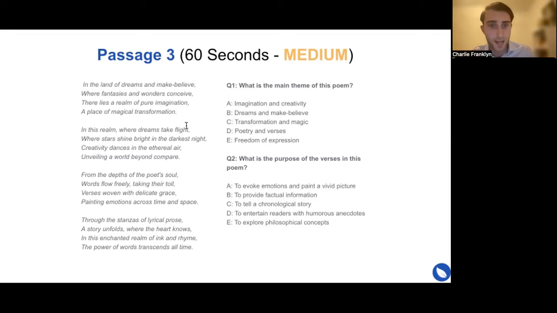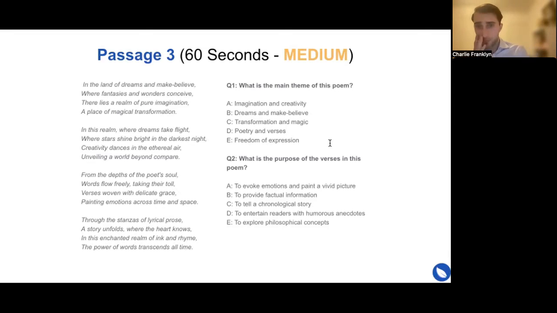"In this realm where dreams take flight, where stars shine bright in the darkest night, creativity dances in the ethereal air, unveiling a world beyond compare. From the depth of the poet's soul, words flow freely, taking their toll, verses woven with delicate grace, painting emotions across time and space." So to me, it sounds like it's really about the process of being a poet and writing a poem, and that process of creativity and pure imagination, as it says. "Through the stanzas of lyrical prose, a story unfolds where the heart knows. In this enchanted realm of ink and rhyme, the power of words transcend all time."